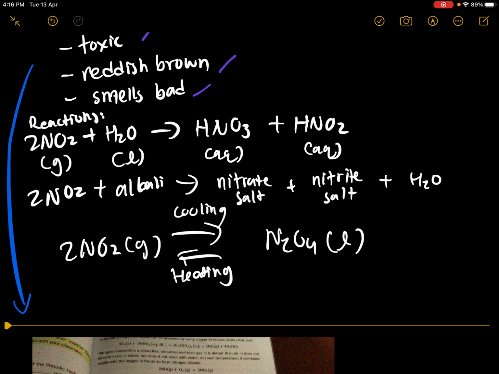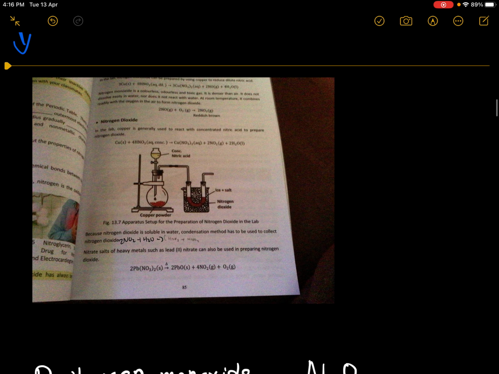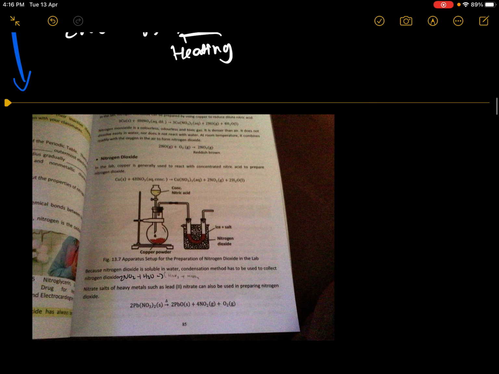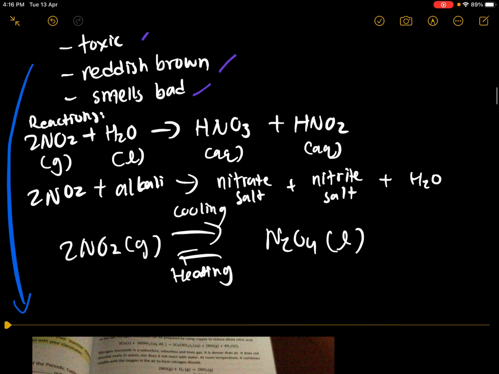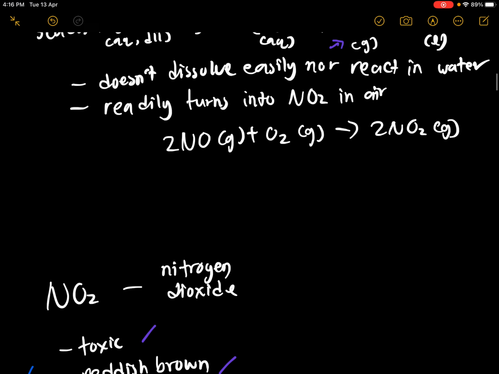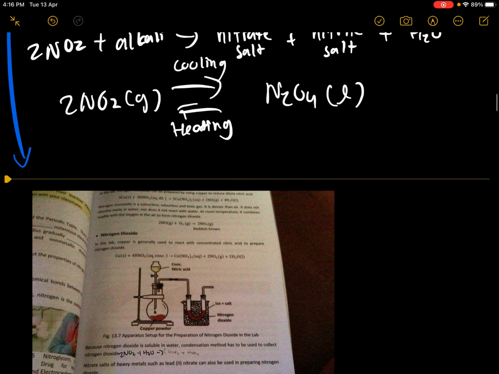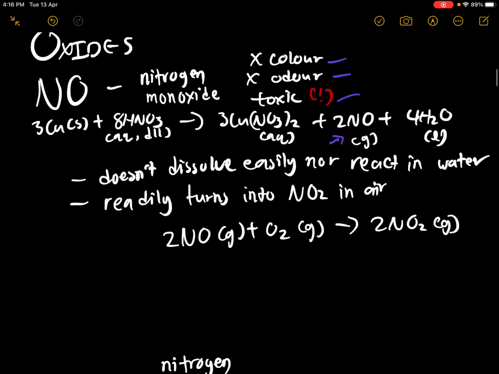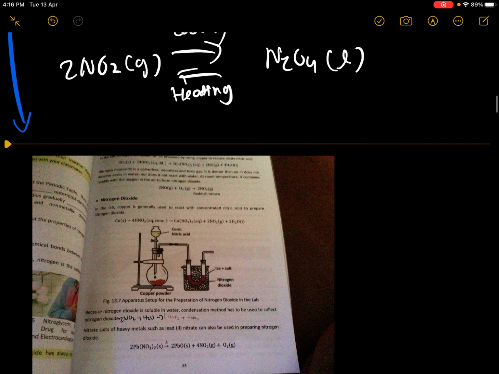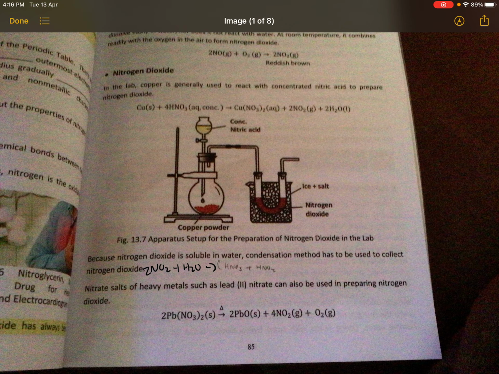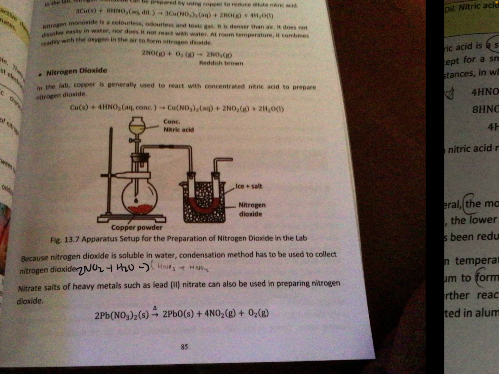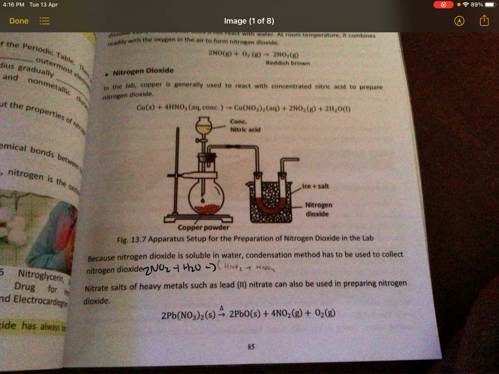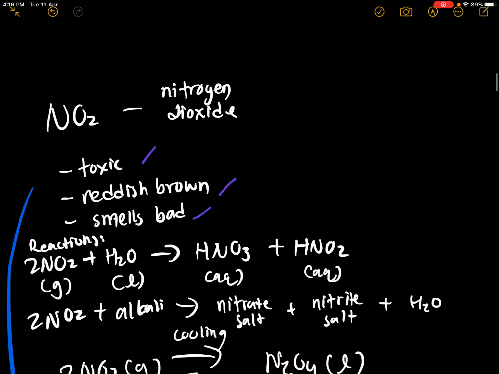Let me just see what it says here again. Oh yeah, this reaction, the one involving copper, I believe. Oh, this is another one, but they're both similar. Okay. So in the lab, copper is generally used to react with concentrated nitric acid to prepare nitrogen dioxide.